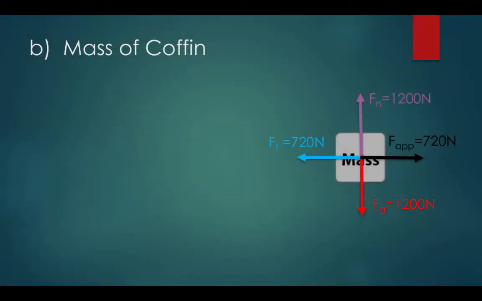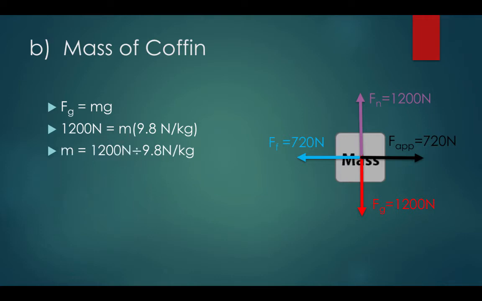What's the mass of the coffin? Here's the free body diagram. Remember, Fg equals mg. 1200 newtons equals mass times 9.8 newtons per kilogram, g. M equals 1200 newtons divided by 9.8 newtons per kilogram. We're left with mass equals 122.45 kilograms.